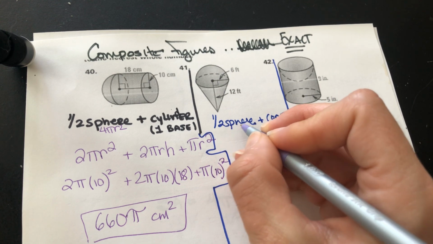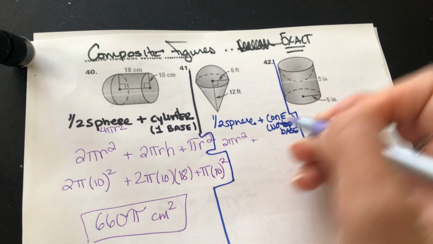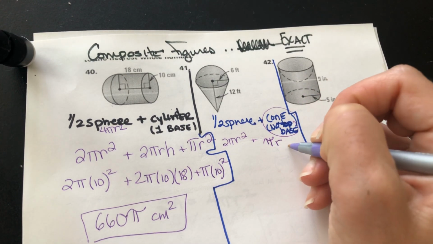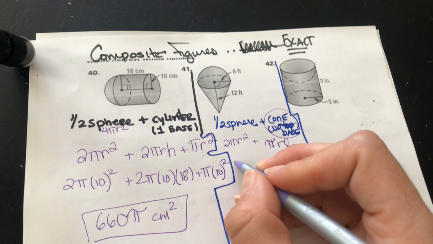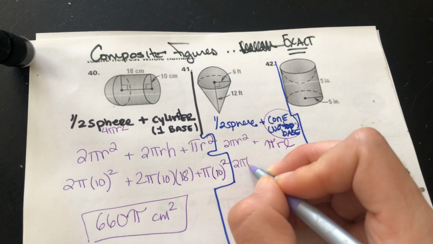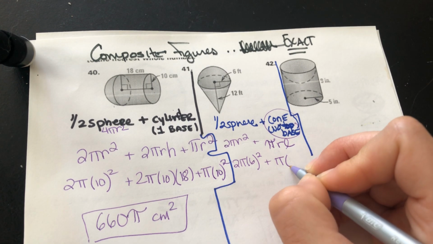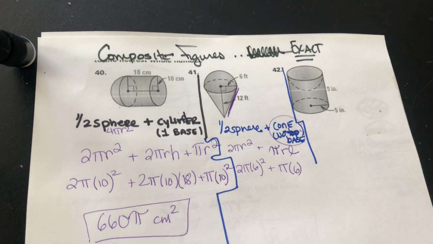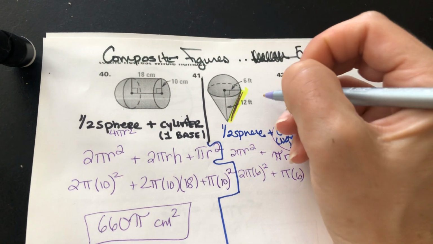So surface area, one half again. We know it's 2 pi r squared plus, careful, the cone, remember it's pi r L. Don't forget that. I don't need to put a base with it. So 2 pi radius 6 squared plus pi. The radius of the cone is 6, my slant height, remember, this right here is the slant height. So I have to find my slant height.